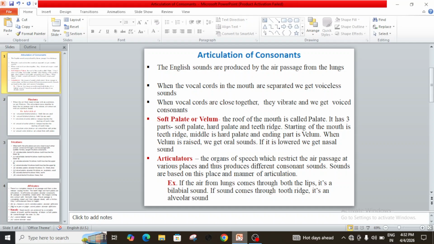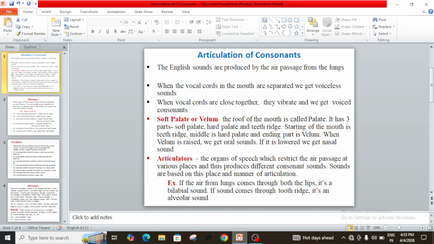Another important part of sound making is the articulator. Articulators are the organs of speech which restrict the air passage at various places and thus produce different consonant sounds. The air comes from our lungs through the windpipe and enters the mouth, and it is blocked at various places and then released with the help of some other organs. Through such a process we get the sound.